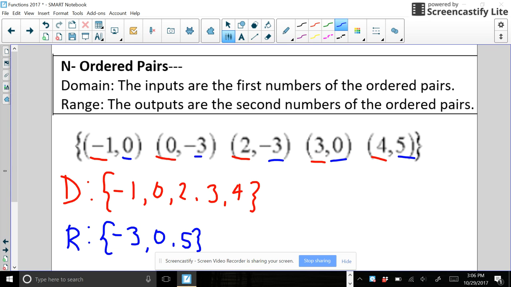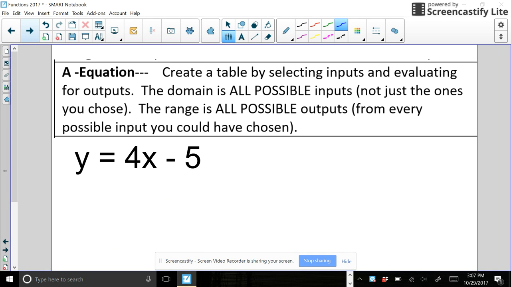That's all the items of our range. Okay, let's move on to the next representation, which is an A, algebraic. We have an equation.